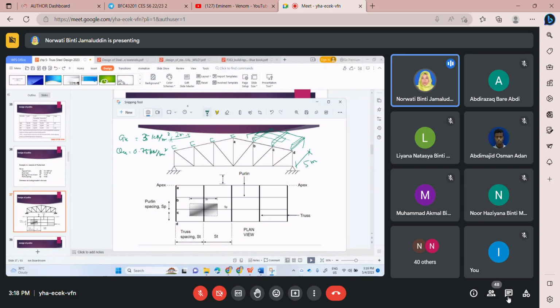purlin members. Can you see the green color here? I hope that you can see. You can clearly see.